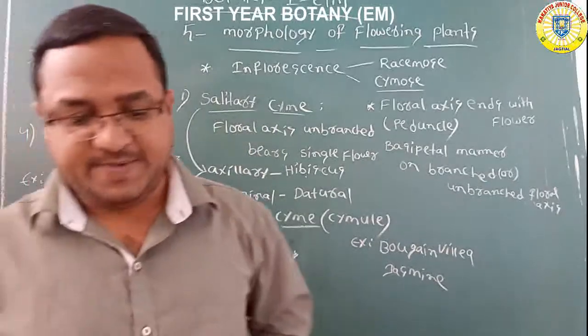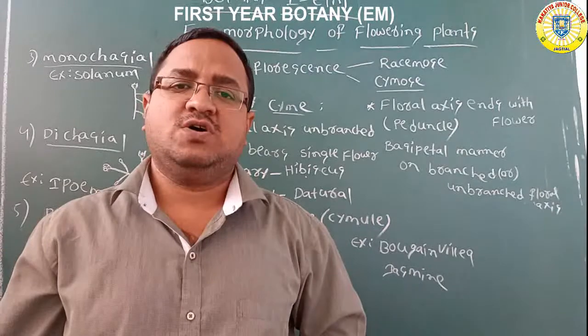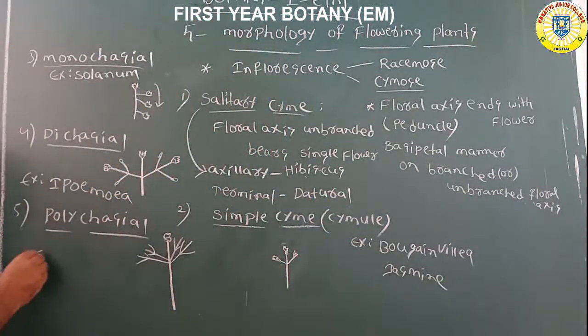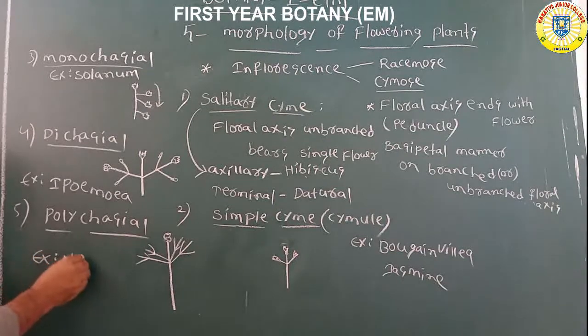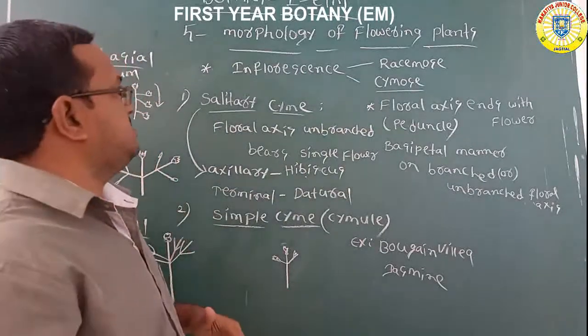So that type of cymose inflorescence is called polychasial. Best example, Nerium. Okay, the best example of this inflorescence is Nerium. So this is about the cymose inflorescence.